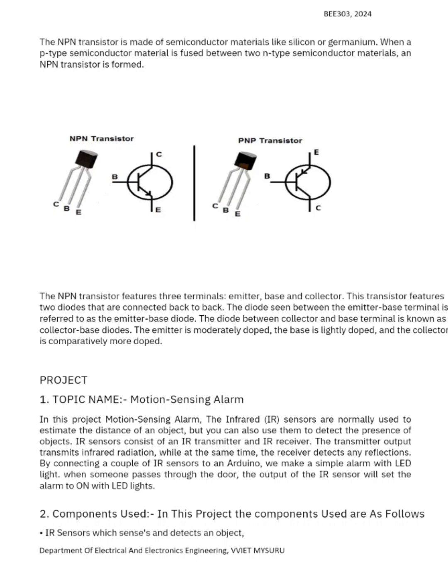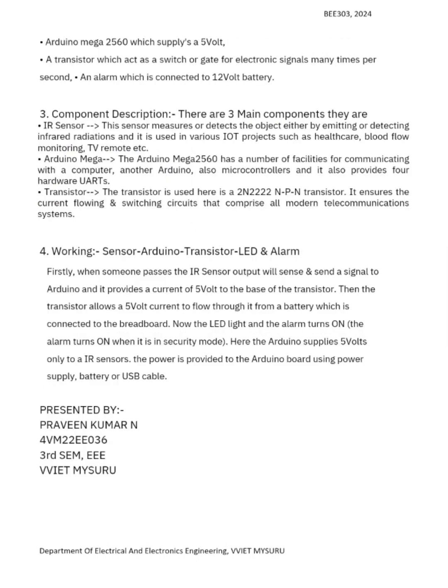By connecting a couple of IR sensors to an Arduino, we make a simple alarm with LED light. When someone passes through the door, the output of the IR sensor will set the alarm on with LED lights. The components used in this project are IR sensor, Arduino Mega 2560, and a transistor, NPN transistor.